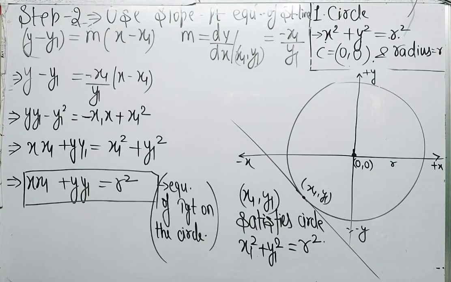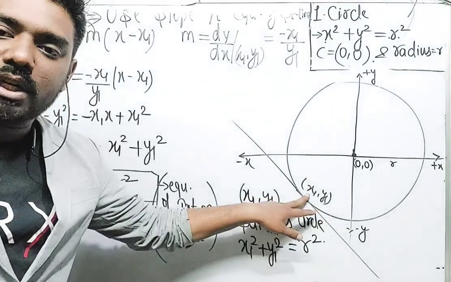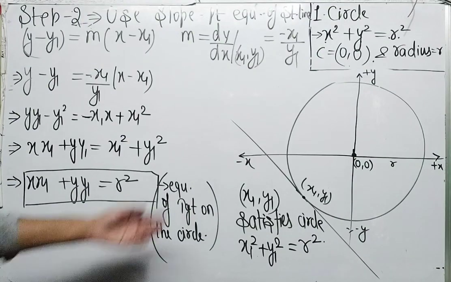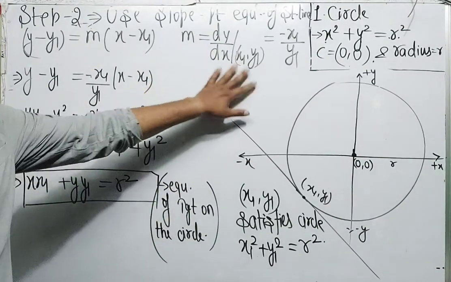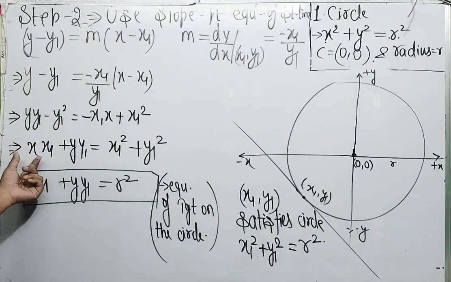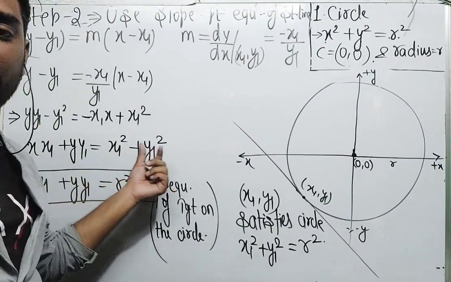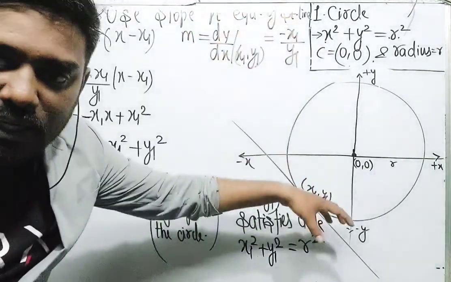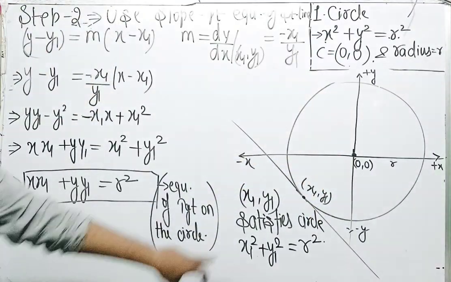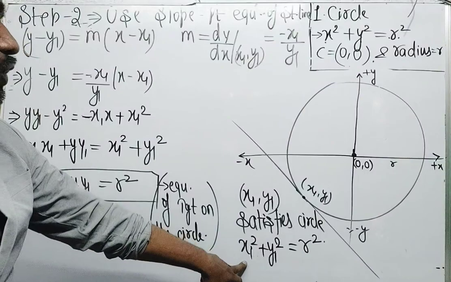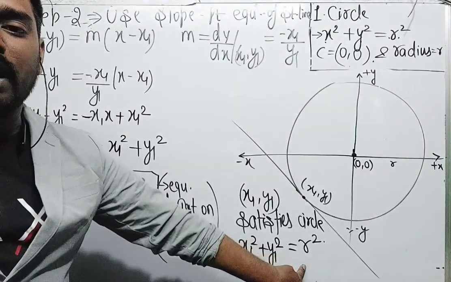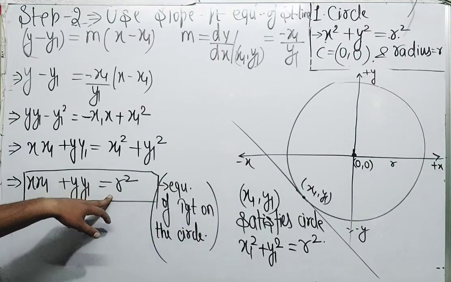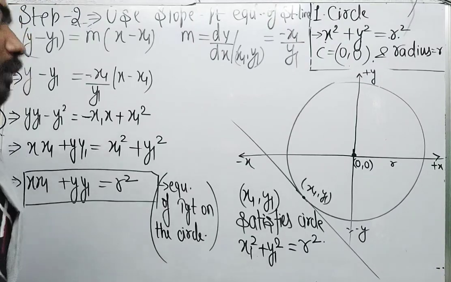Now step number 2: use the slope point equation, because the point x1 y1 is given in the question and we have the slope equal to minus x1 divided by y1 from the previous step. Putting all the values in this equation, we have x1 x plus y1 y is equal to x1 square plus y1 square. Now this x1 y1 is a point on the circle, so x1 y1 satisfies the equation of the circle. So we have x1 square plus y1 square is equal to r square. So this is the equation of the tangent.